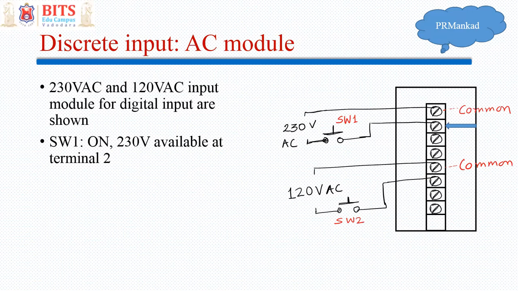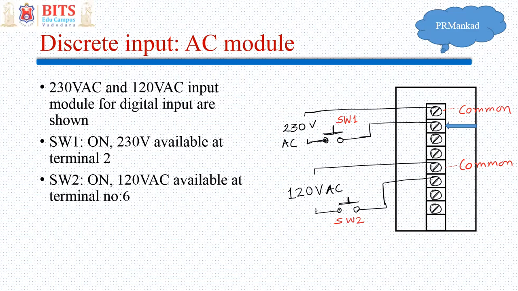Now that 230 volt signal which is available at terminal number 1 is to be sent to the CPU. Now the CPU definitely cannot read or handle 230 volt. It handles digital logic in the form of ones and zeros. So you need to convert this 230 volt AC inside this module itself into a logical signal. We'll see how it is done.